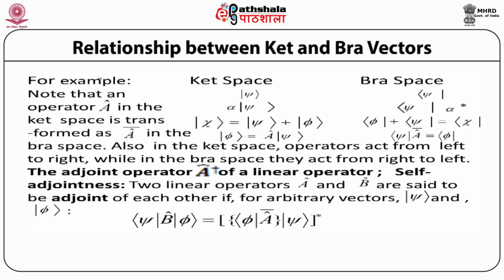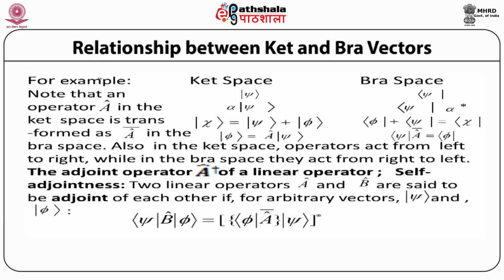Also, in the ket space, operators act from left to right, while in the bra space, they act from right to left. So we can see that in the ket space, if we have a scalar alpha, then the scalar alpha will act on the ket vector psi from the left, while in the conjugate state vector space, for the bra vector psi, alpha star, which is the complex conjugate of the scalar alpha, will act on the bra vector psi from the right.